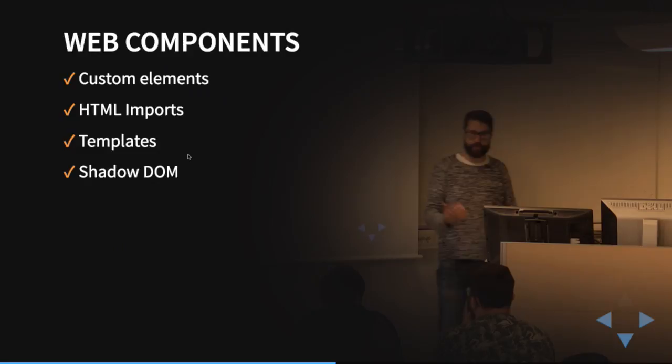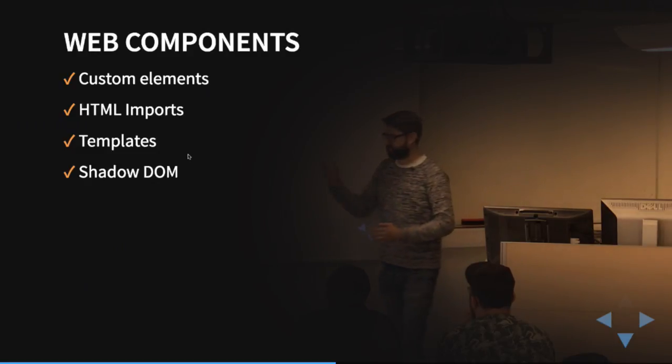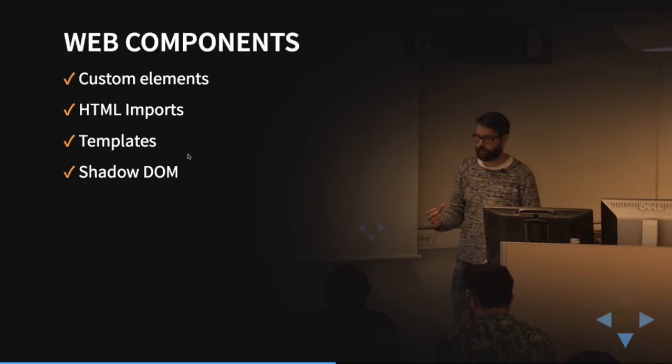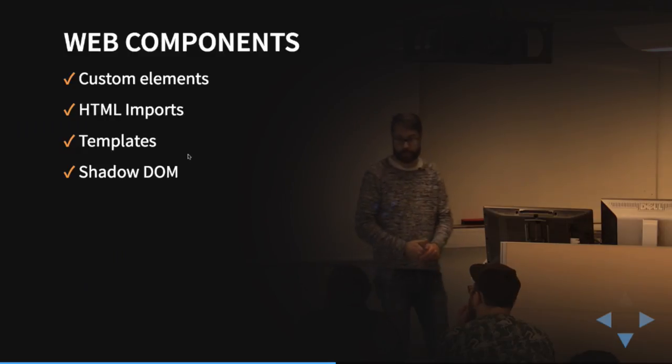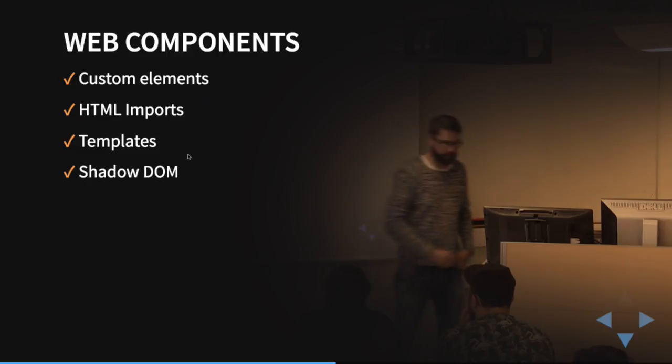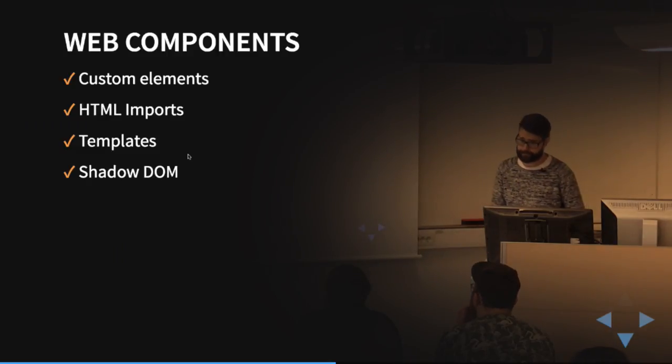However, web components consists of more or less four concepts. It's custom elements, HTML imports, templates, and shadow DOM. If we were to break it down, well, templates, you've used templates probably by now. I talked about them in the DOM lecture. Templates are pretty well supported in the browsers, so that's not a problem. However, the shadow DOM, HTML imports, and custom elements are not.